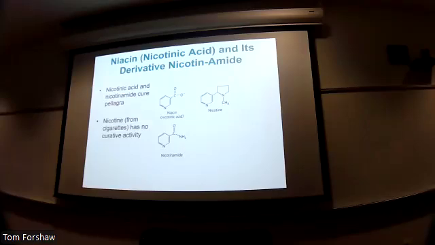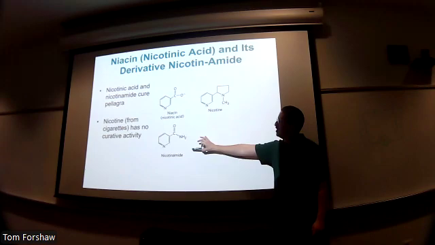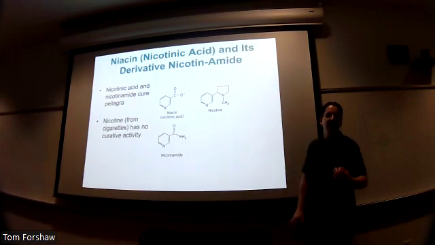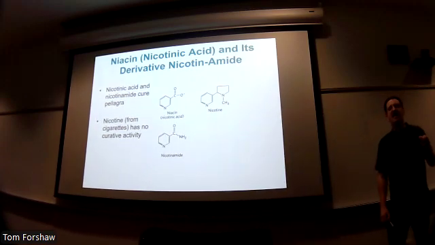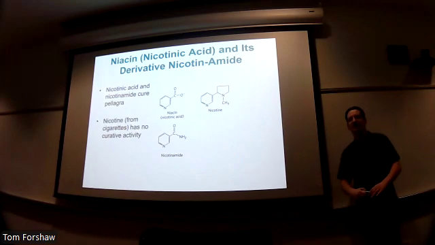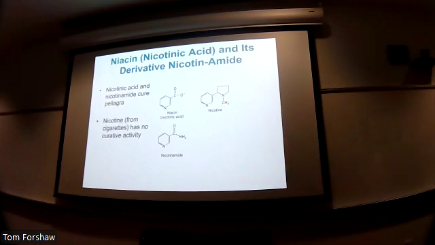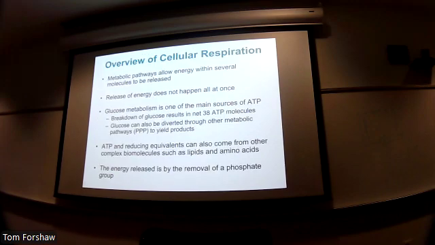And also, like I said, niacin is structurally related to nicotine and to nicotinamide, which is the nicotinamide in nicotinamide adenine dinucleotide, which is NAD. So they're all structurally related to each other, but don't mix up nicotine with niacin. They're slightly different. So that really covers the main part of what I wanted to talk about.